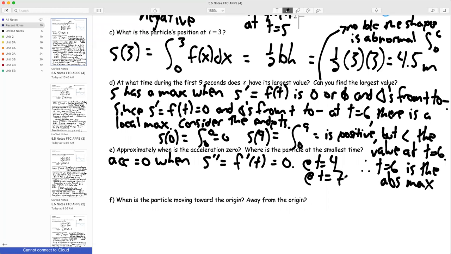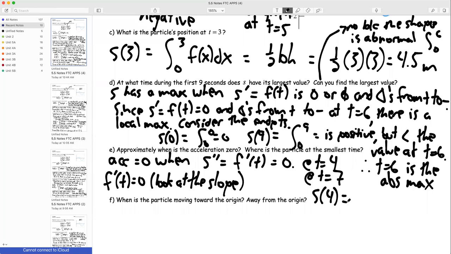So then, let me write myself a little note here. I said F prime of t equals 0. Look at the slope. It says, where is the particle at the smallest time? So there's 2 times. One is 4 and one is 7. The smallest of those is 4. What am I finding if it asks where is the particle? That is the position. So I want to know S of 4.